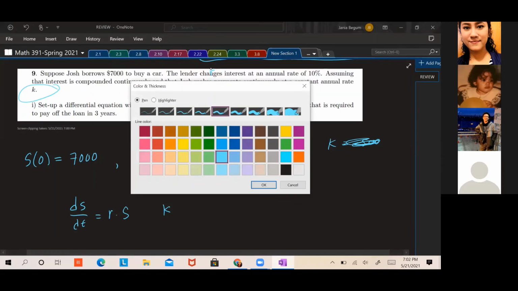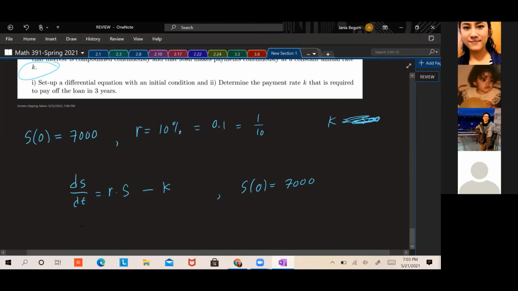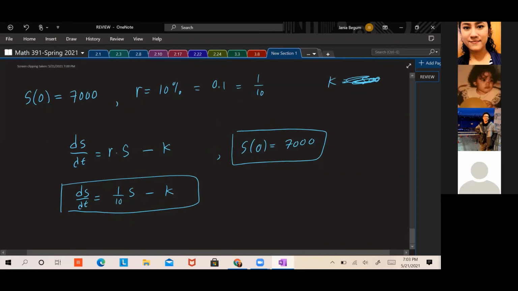So we don't want to use negative money because that wouldn't make sense. We want to use a positive initial amount, but because I'm paying it off, I'll put a negative K amount. So it'll be negative for K, and then with the initial condition, 7,000. So plugging in R, we have the differential equation: ds/dt is 1 over 10 times S minus some K amount, which we don't know in this case. That will be the setup, and that will be the initial condition. And then this is a linear equation, so you guys should know how to solve this.